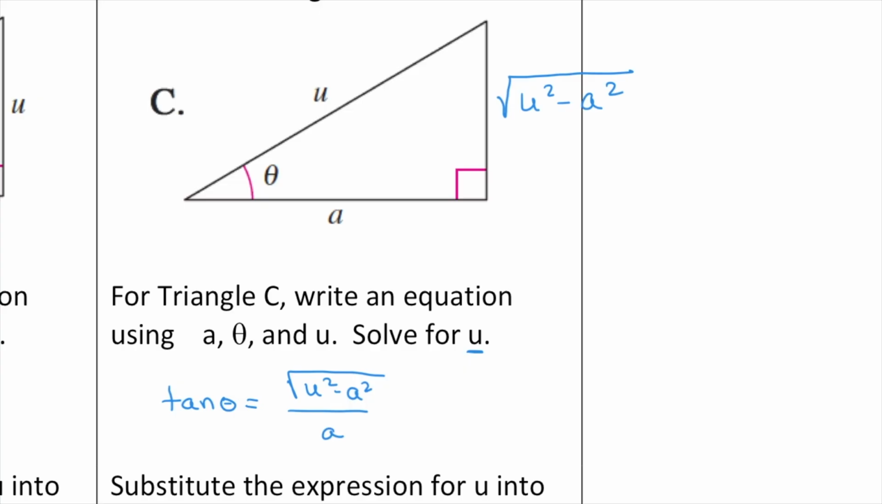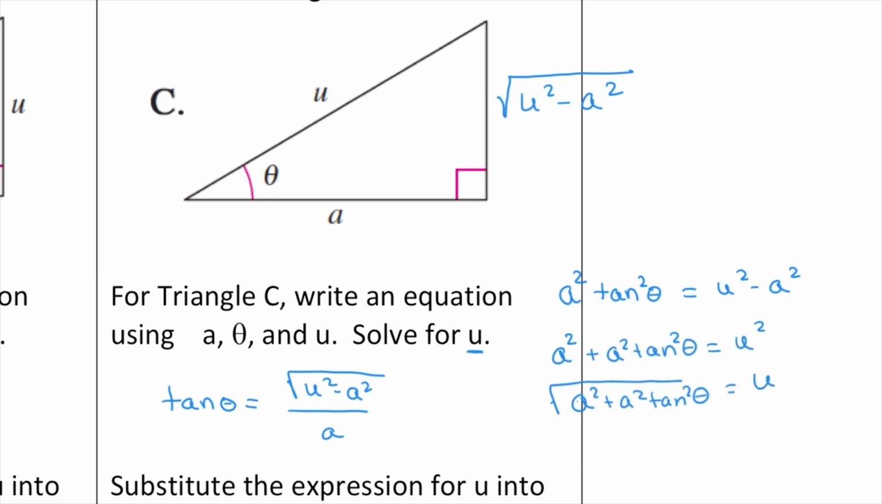Next, solving for u. Square both sides. The tangent squared theta is going to be equal to the u squared minus a squared, but let's cross multiply and put our a squared on the left side. Add a squared, so we have a squared plus a squared tangent squared theta equals u squared. Take the square root. We're going to use the positive value of our square root because u is the length of a side. We will have the square root of a squared plus a squared tan squared theta is equal to u.